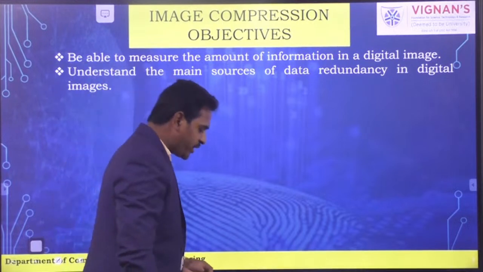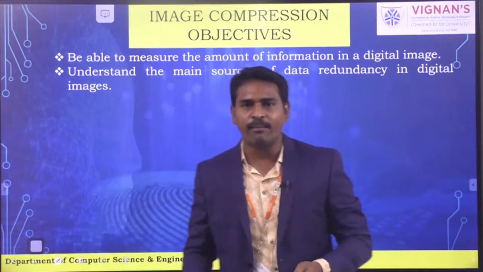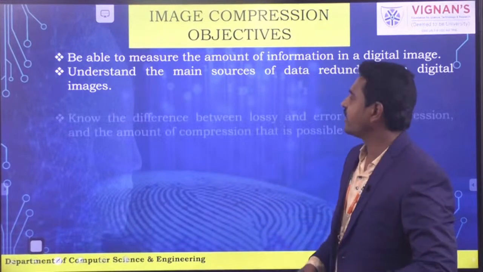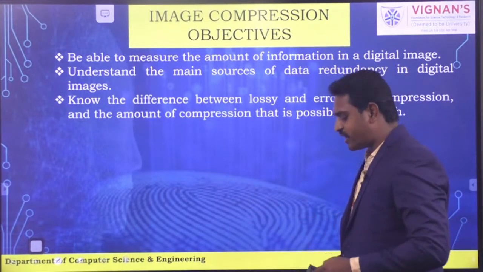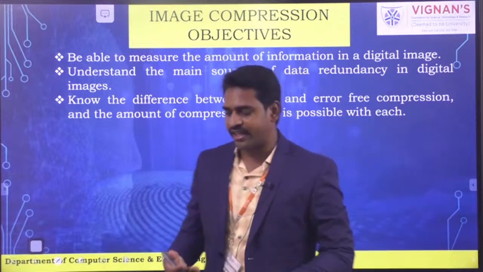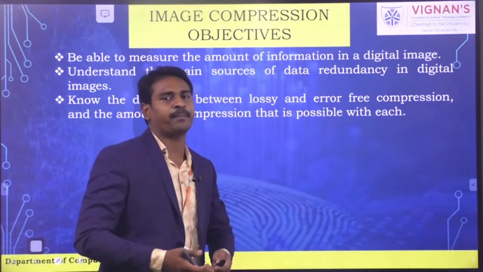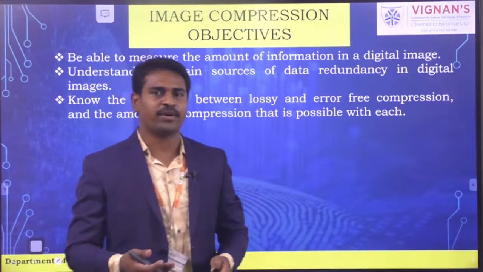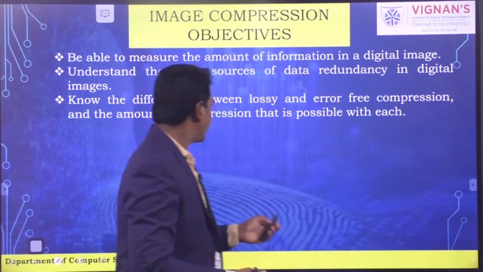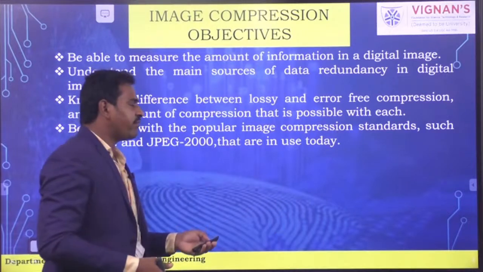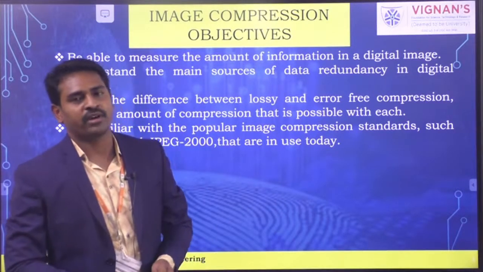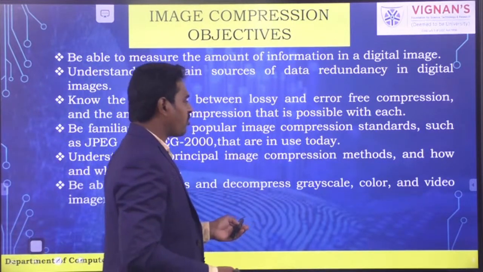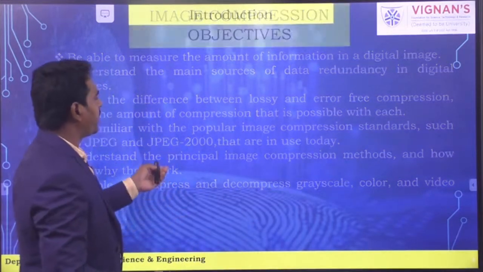And then the student will be able to understand what are the main sources of data redundancy in digital images. And then the student will be able to know the difference between the different compression techniques. There are two types of compression techniques: one is lossy compression technique and the second one is lossless compression technique. And then the student is able to learn what are the various standards we have, like JPEG and MPEG and so on. So these are the objectives of unit number 5.